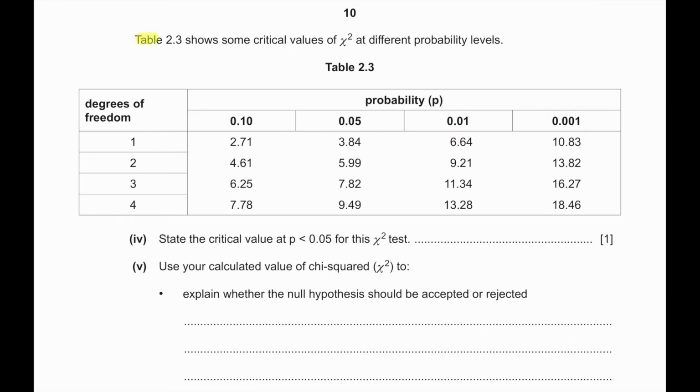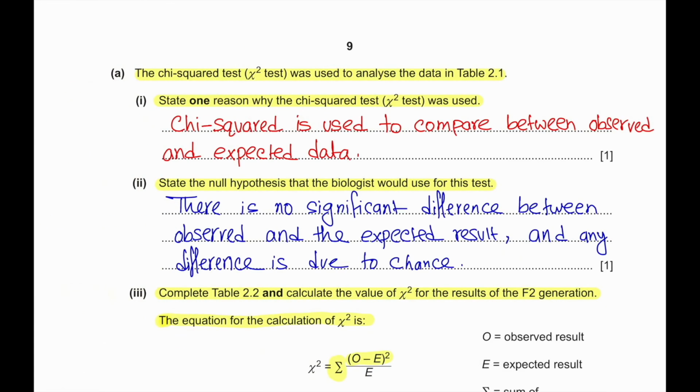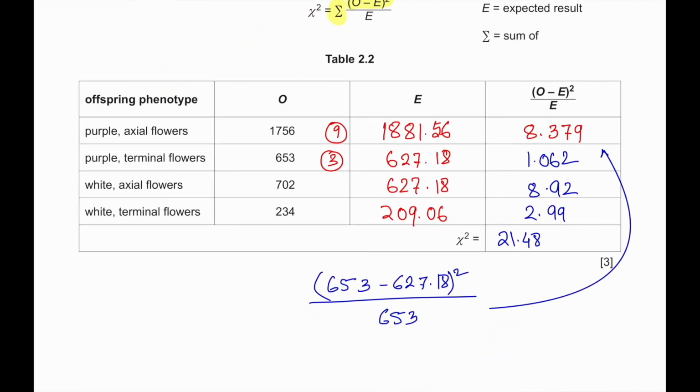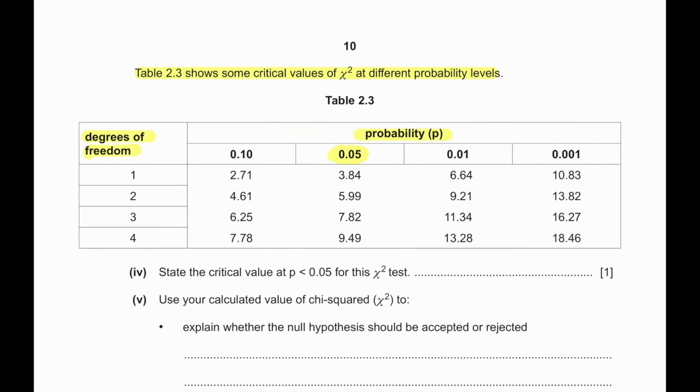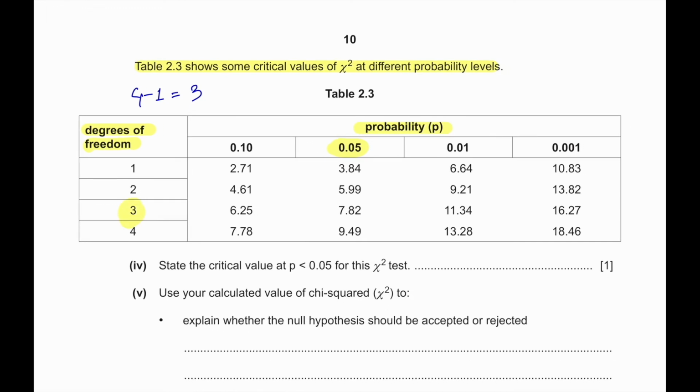Now table 2.3 shows some critical values of chi-square at different probability levels. The degree of freedom and the probability is given. In our exam, probability is always 0.05, and the degree of freedom is always, since there are 4 terms, 1, 2, 3, 4, the degree of freedom will be 4 minus 1, that means 3. So with 3 and 0.05, our value should be maximum 7.82.